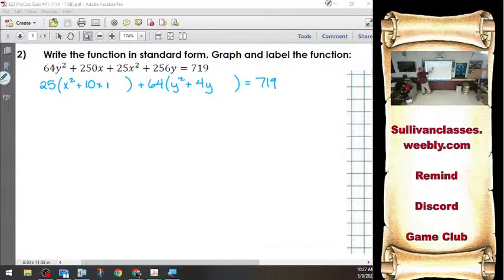Half of 10 is 5. 5 squared is 25. Did I really add 25? Nope. Half of 4 is 2. 2 squared is 4. Did I really add 4? Nope.